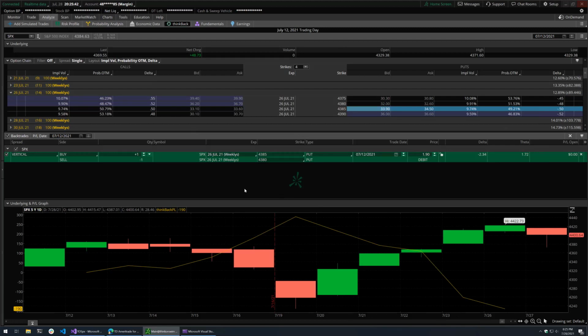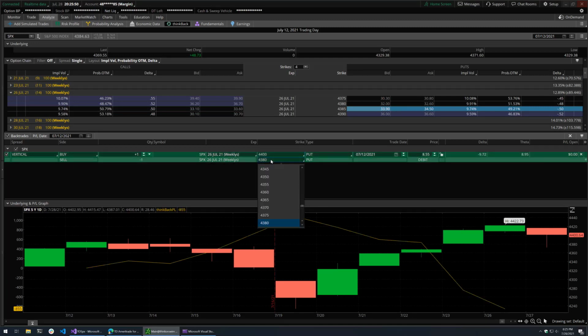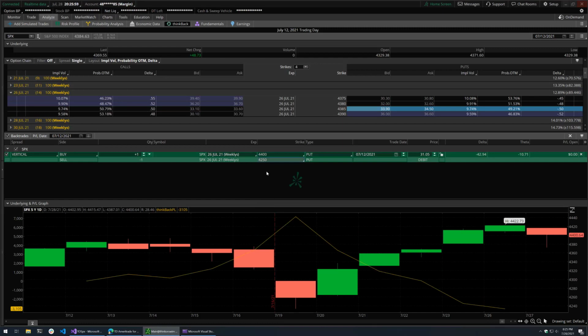So if we were to trade a vertical, a put vertical, and let's just say that we purchased the 4,400 put all the way down to, like I said, our target was 4,250, for instance. This down here will show you the profit, what time of day. So this is a snapshot. I believe it's end of day data.